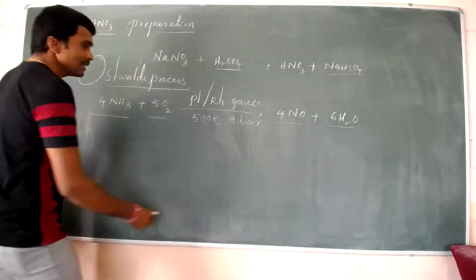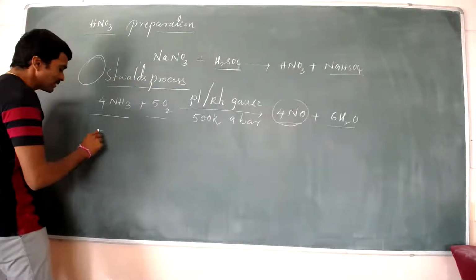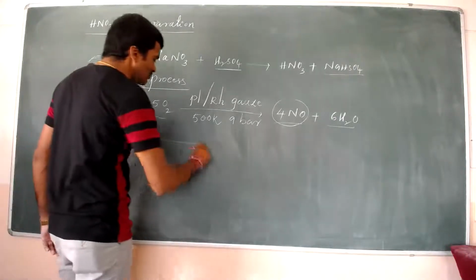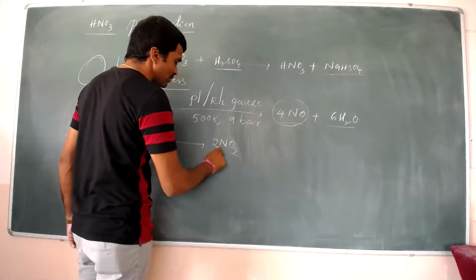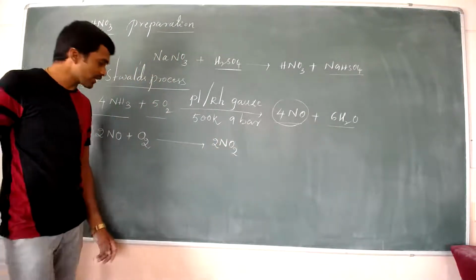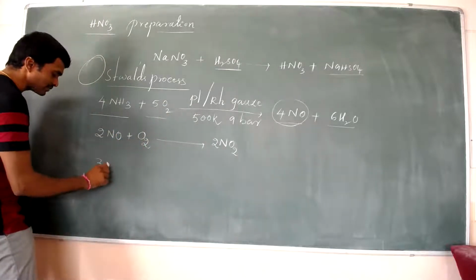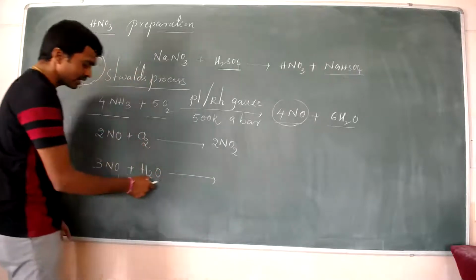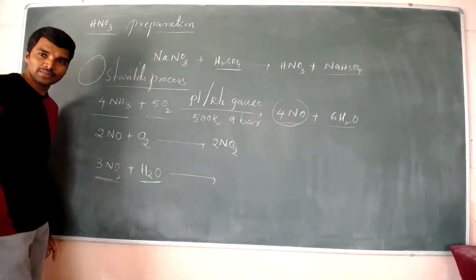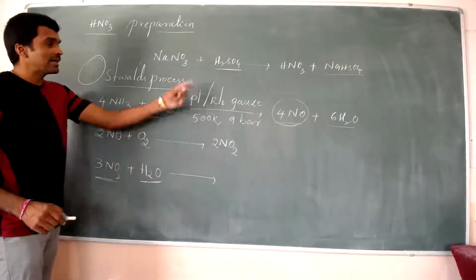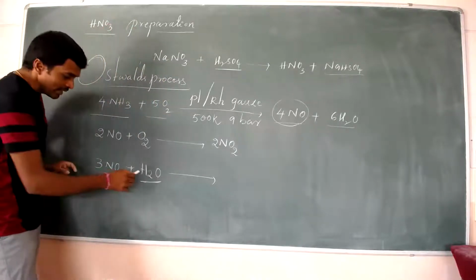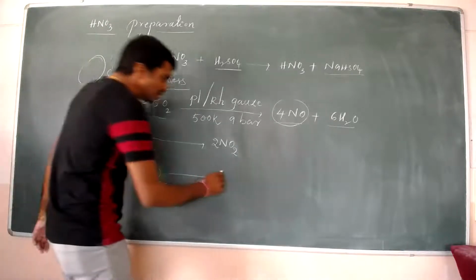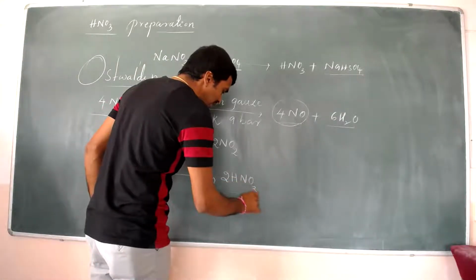Now this nitrogen monoxide, 2 moles of nitrogen monoxide, reacts with oxygen, and nitrogen dioxide is formed. This nitrogen dioxide undergoes hydrolysis, reacting with the water molecule. Then you get nitric acid. In the water molecule, how many hydrogens are there? 2 hydrogens here, and none here. Then 2 moles of nitric acid will be formed.